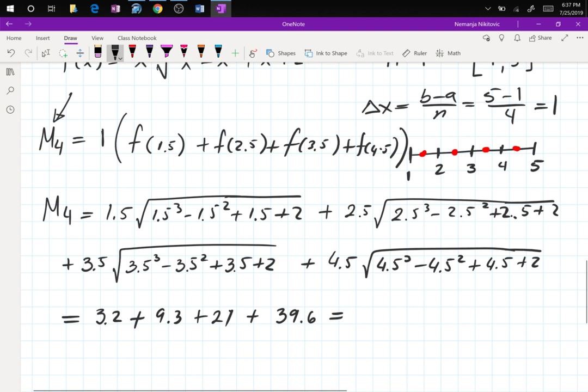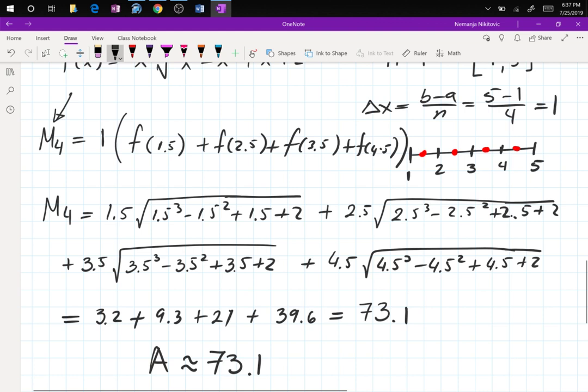Okay, so this is the way to compute, and now you add all of these numbers. These two give you 60, 72, 73.1, I hope. So the area is approximately 73.1. That's what midpoint says.